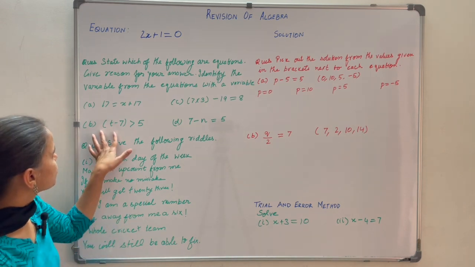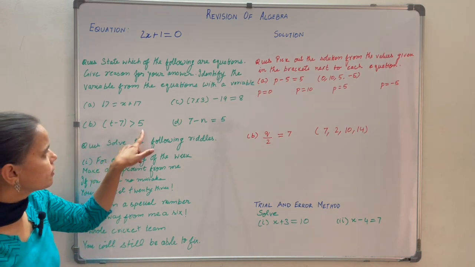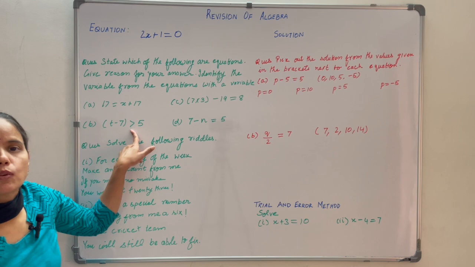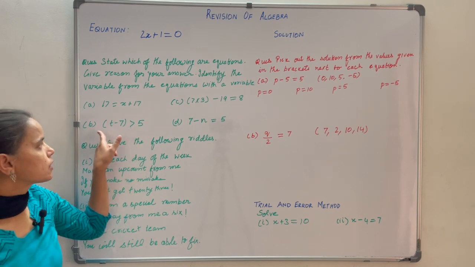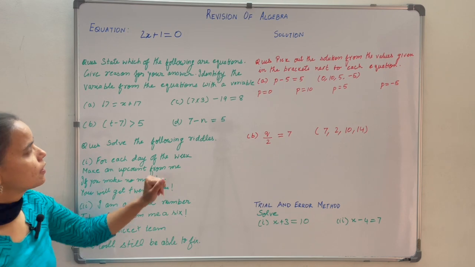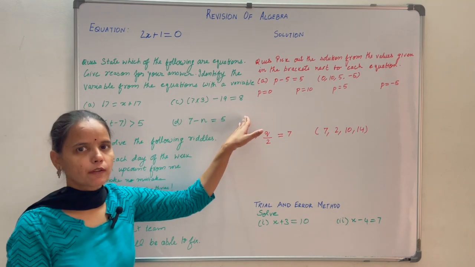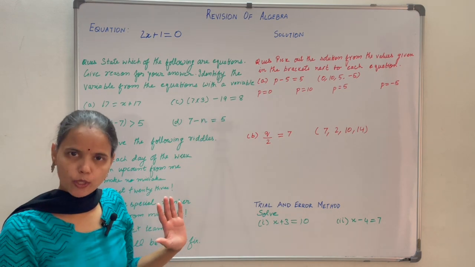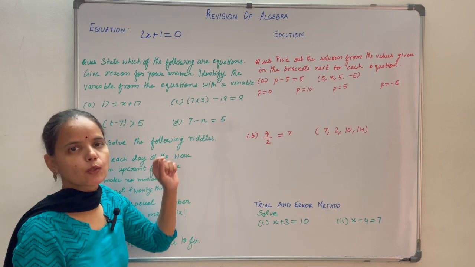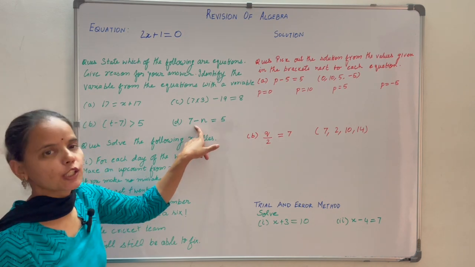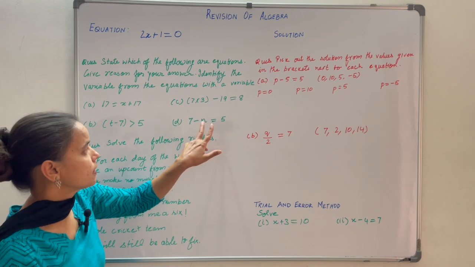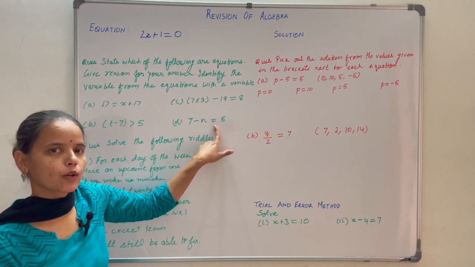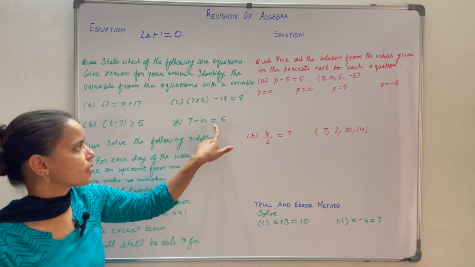Now let us take this question. t minus 7 is greater than 5. There is a condition on the variable t, but there is no equals to sign present here. So this is not an equation. Here there is no condition on the variable, only numbers are there. So this is also not an equation. 7 minus n equals 5. It is a condition on the variable n. Here this side you have an expression and this side you have 5 and it has an equals to sign. So this is an equation.